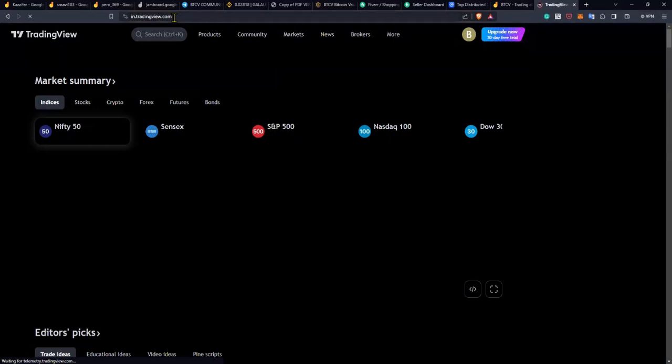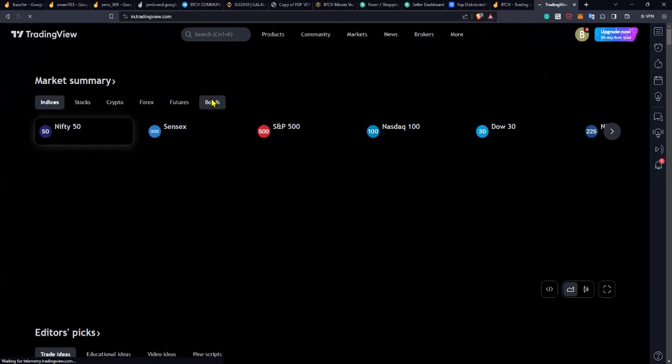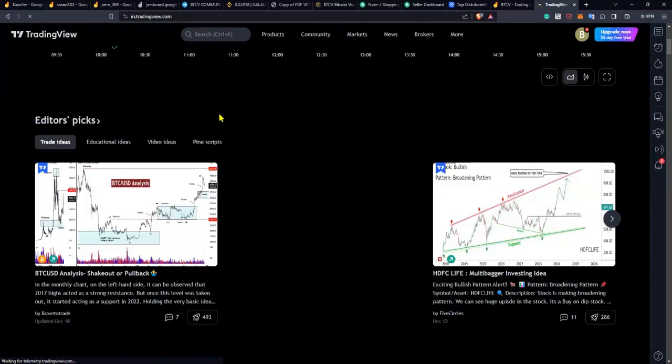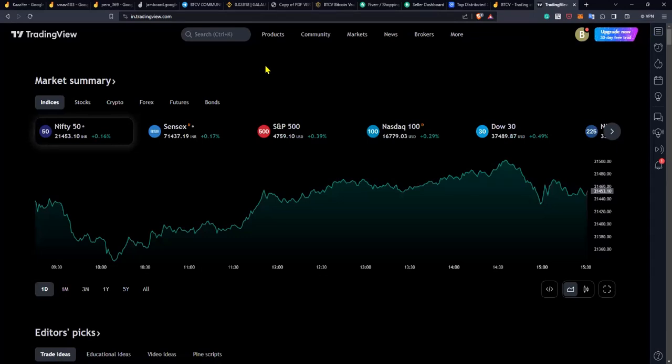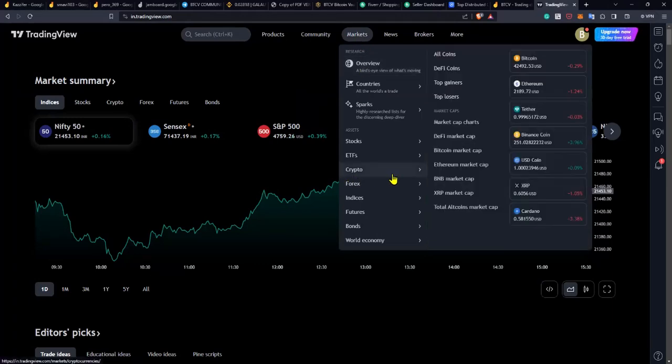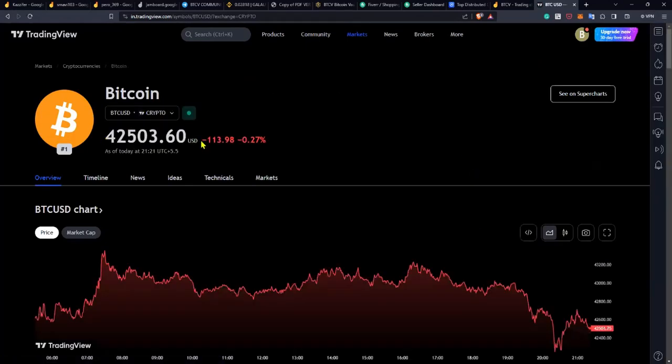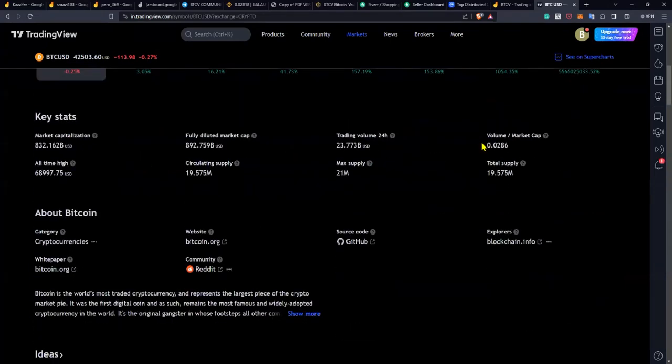Okay, so that's your home page. It will look something like this. Now what we have to do here is go to Markets, the third option from the top, and then click on this area, Crypto, and click on Bitcoin. That's it: Markets, then Crypto, and then Bitcoin. If I click on it, a page will open, and this is how it will look. It shows the price of Bitcoin, a line chart, and everything.